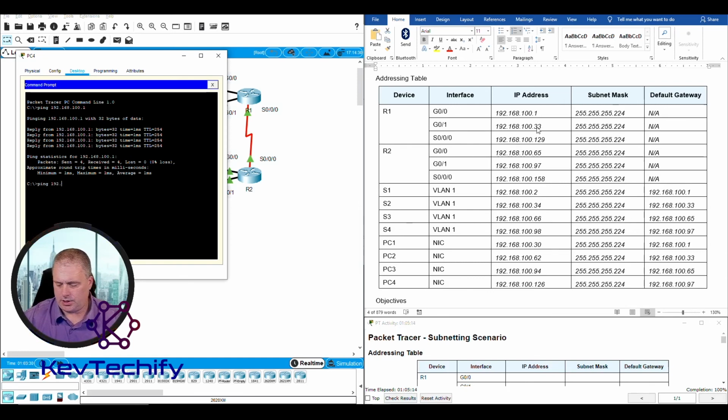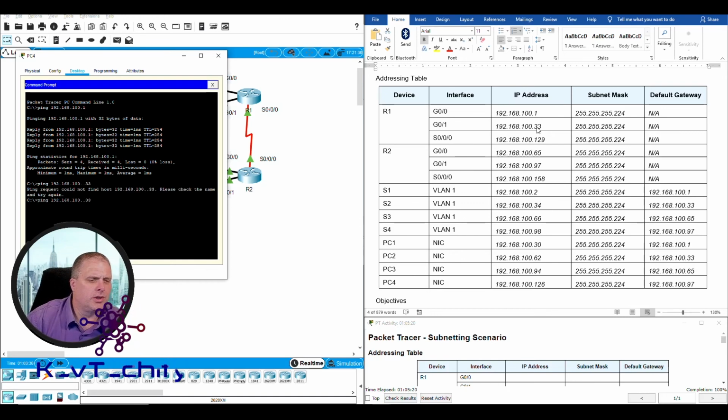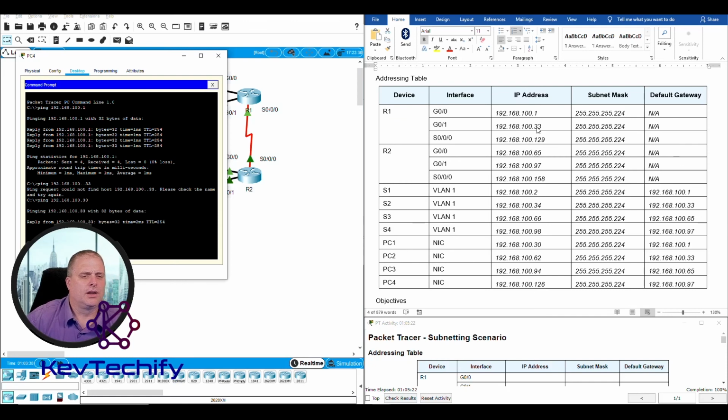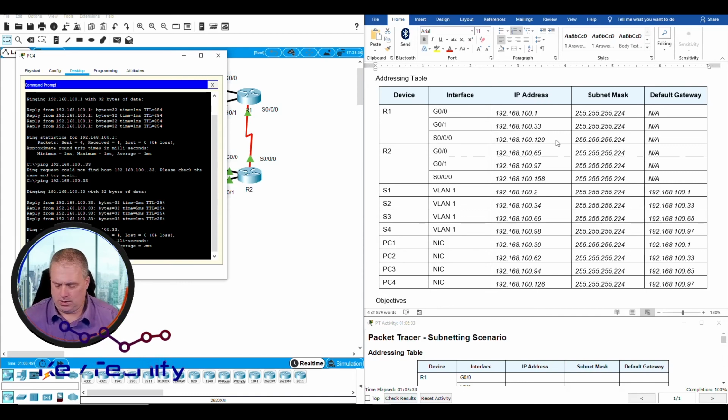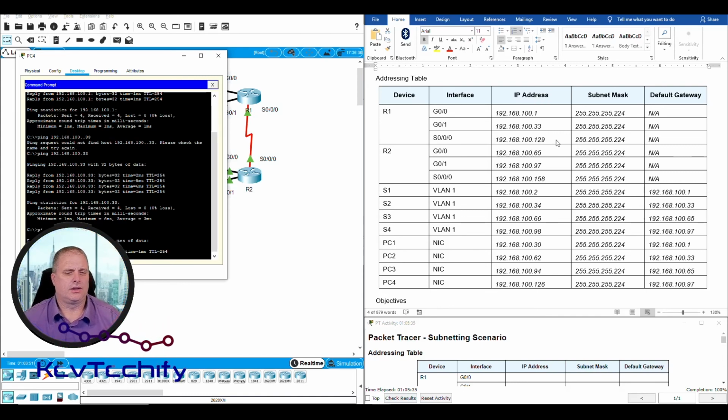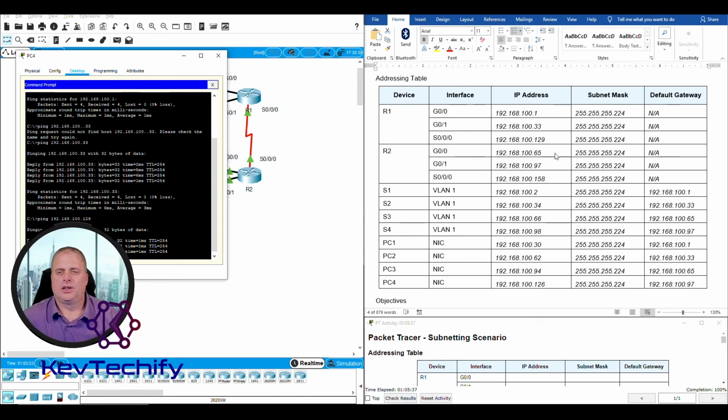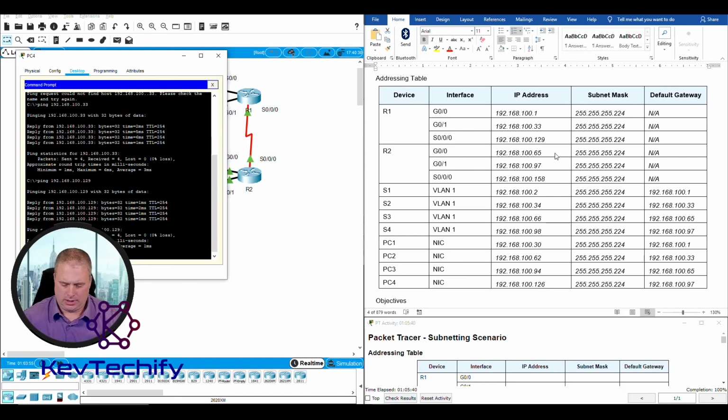Go down, ping the next one right here. Ping 192.168.100.33. Oh, I put in two decimal points. Let's correct that. There, that's working. Now we'll go ahead and ping the serial interface on R1. Ping 192.168.100.129. That's working beautifully.